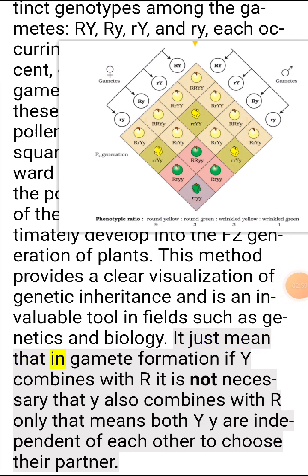It just means that in gamete formation, if Y combines with R, it is not necessary that y also combines with r. It only means that both Y and y are independent of each other in choosing their partner.